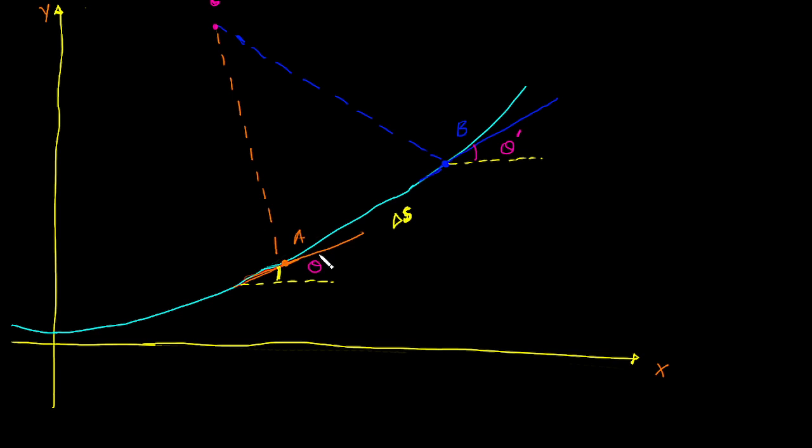Now I have drawn the tangent at point A. In the same way, I have also drawn the tangent at point B. At point A, this tangent in orange color makes an angle theta with the horizontal axis. Here at point B, let's draw the tangent again. It makes an angle theta dash with the horizontal axis. Now if any function, let's call it f of x.